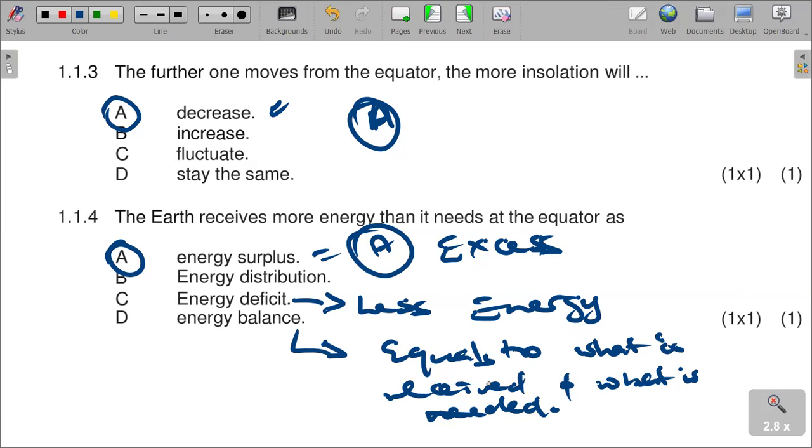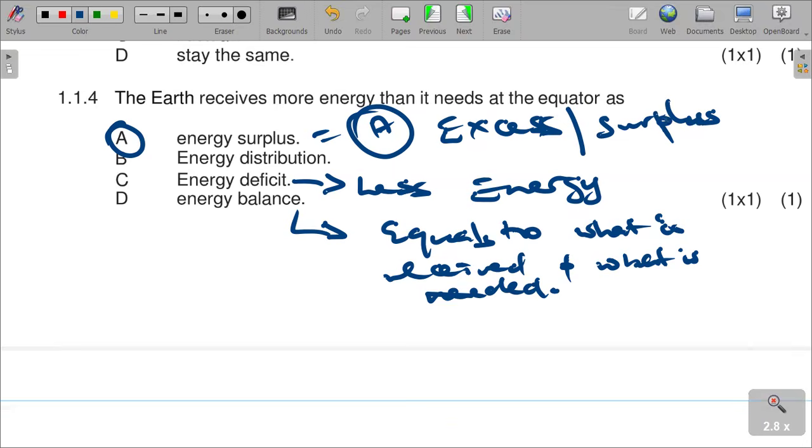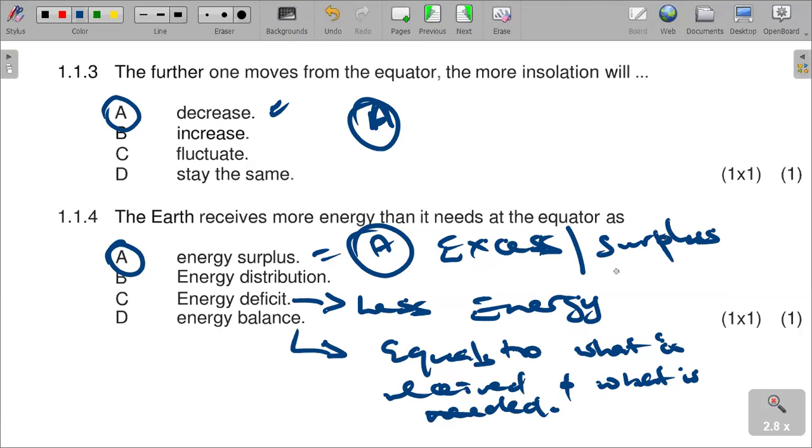When there is more energy than what is needed by the earth, we say it is excess, it is more, therefore it is a surplus, above what is actually expected. So please note that.